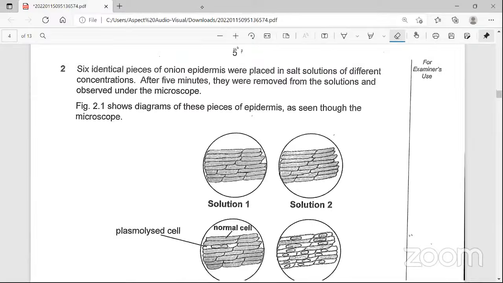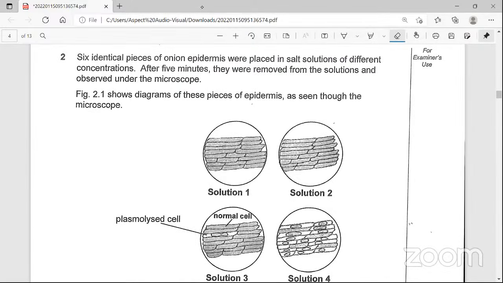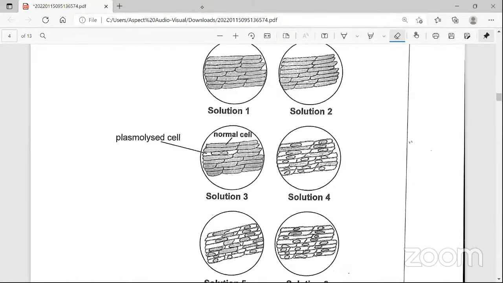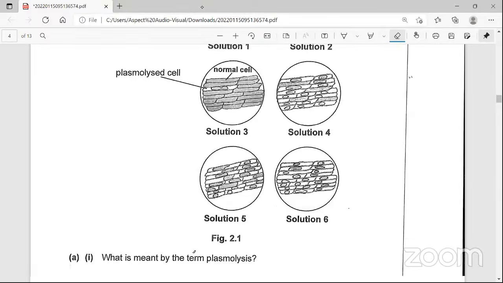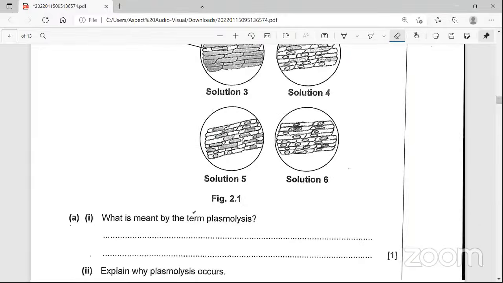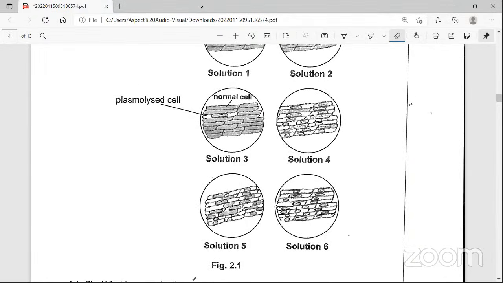Right. Now we look at number 2. Number 2 is saying 6 identical pieces of onion epidermis were displayed in salt solutions of different concentrations. Guys, are we listening? After 5 minutes, they were removed from the solution and observed under the microscope. Figure 2.1 shows diagrams of these pieces of epidermis as seen through the microscope. Right. So here we've got your solution 1 and 2, 3 and 4, and 5 and 6. Okay. So can we see what's happening here? What are we doing to the epidermal cells? What's happening here?